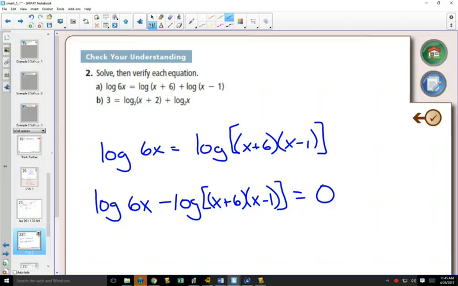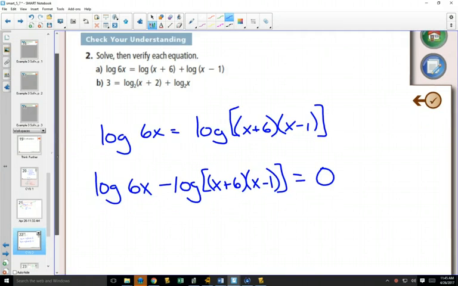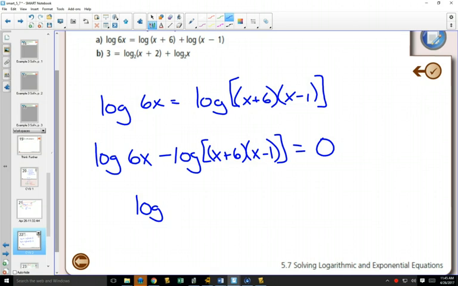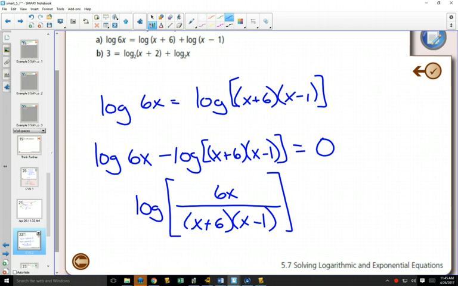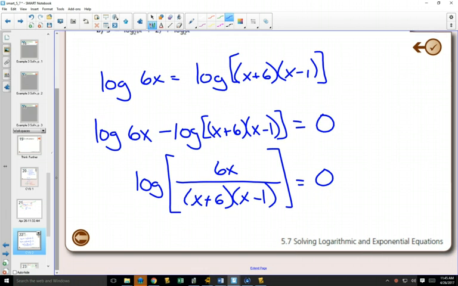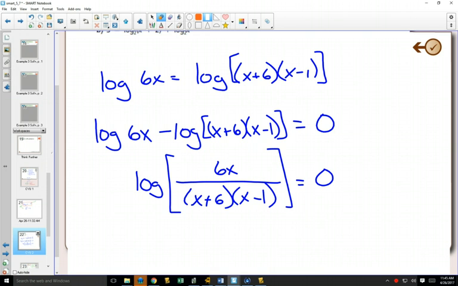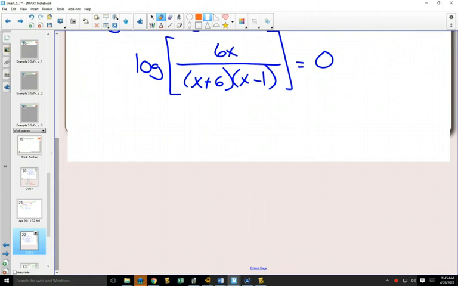How do I combine if I'm subtracting? Divide. So I would get log of 6x on the top, and x plus 6x minus 1 on the bottom, equals 0. Now we've got a single log. It's got a lot of stuff in it, but it's still a single logarithm. What's the base? 10.